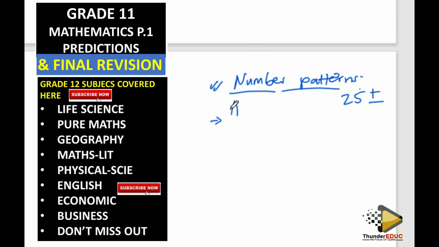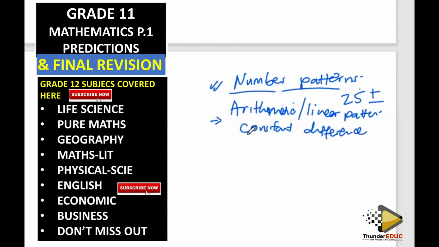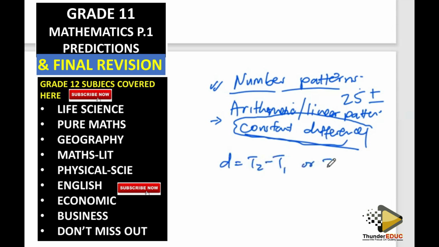Okay, so that is the arithmetic. This arithmetic is also known as the linear patterns. What we know about this is that there is always a constant difference. This is the key distinction between these patterns, a constant difference between the terms. How do we get the difference? Let's say we get T2 minus T1, or we can get T3 minus T2. In other words, we are subtracting consecutive terms for us to end up with the differences.